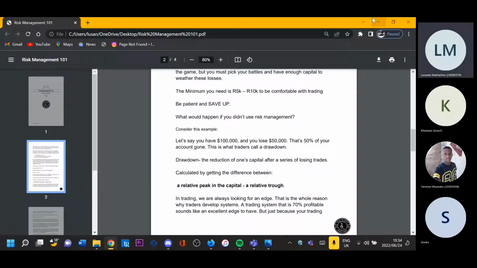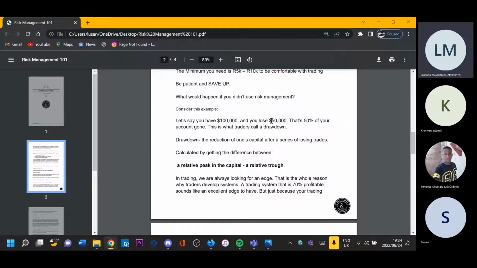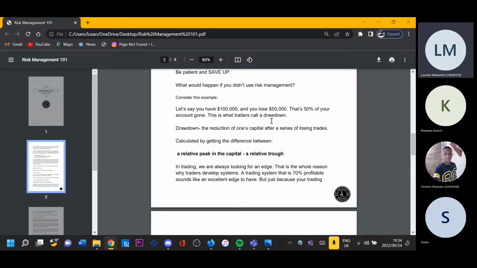It's called drawdown when you start losing a series of trades. You calculate drawdown from the initial amount that you invested in the account. If you're in a loss, you take that loss amount and subtract it from the capital you have. That amount remaining is called drawdown.